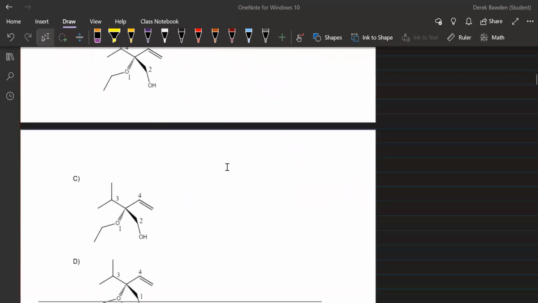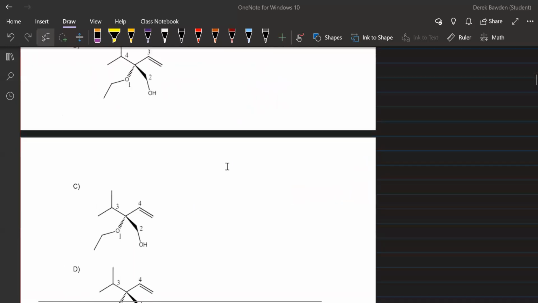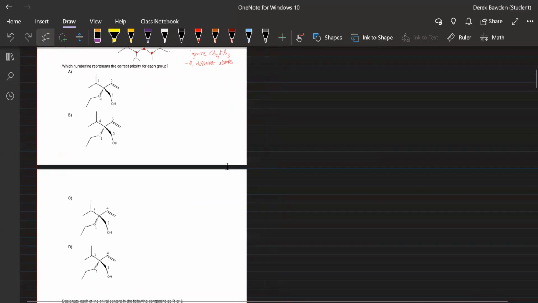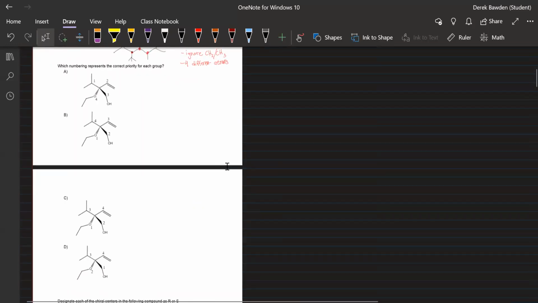So we have the same molecule 4 different times. I should have put these on the same page. I apologize, but which numbering represents the correct priority for each group? Basically, which one has the 4 different groups around our stereocenter labeled correctly with our numbers? So what I'm going to do is just redraw the molecule a little bit bigger so that we can look at it better, and then we'll go to which one is correct.